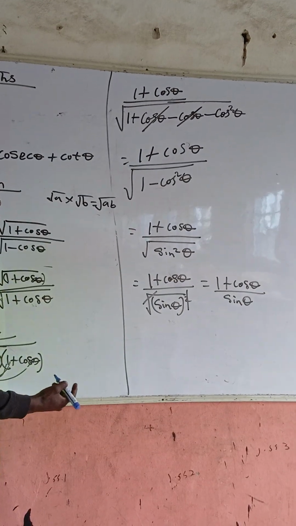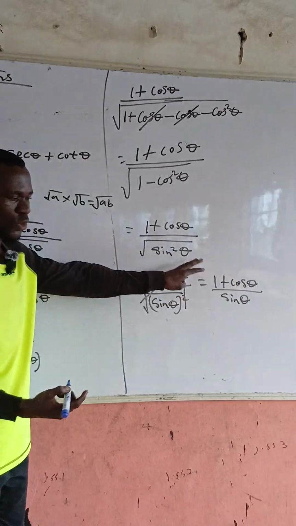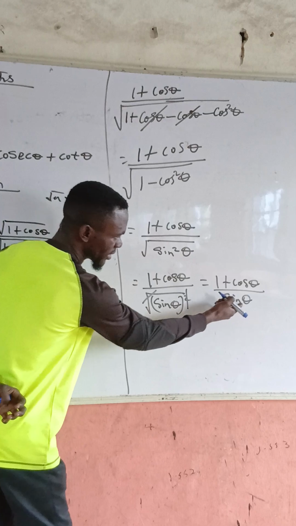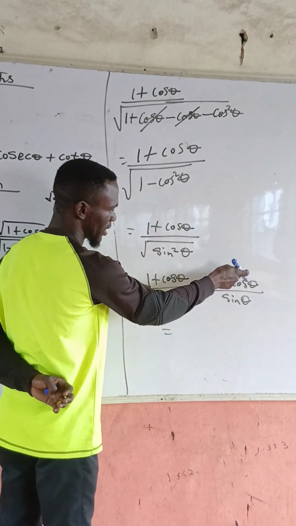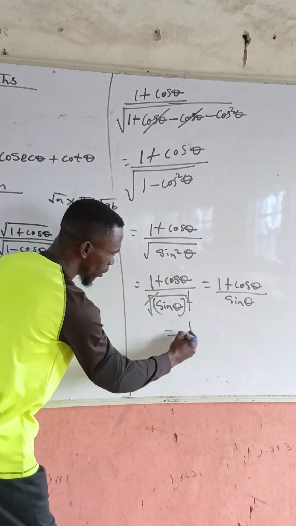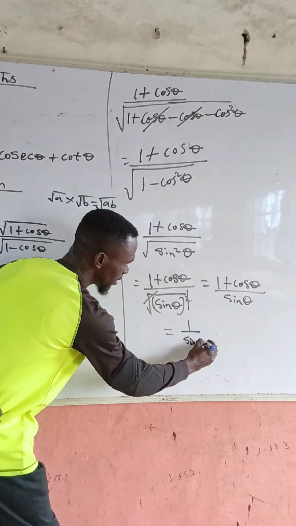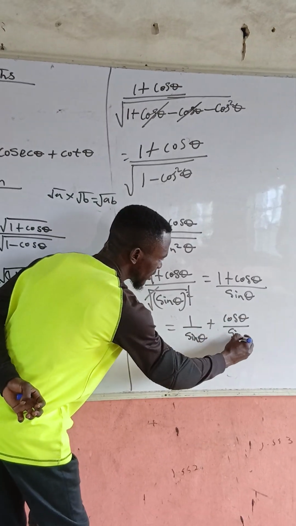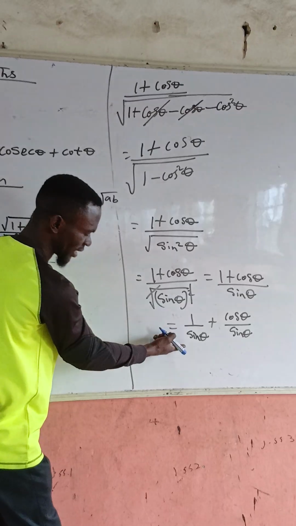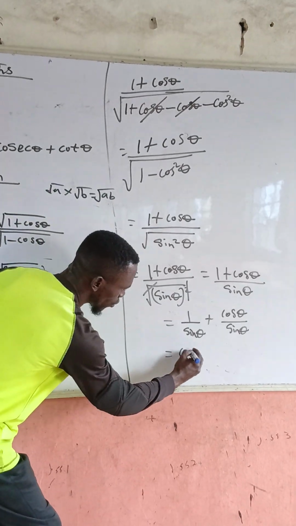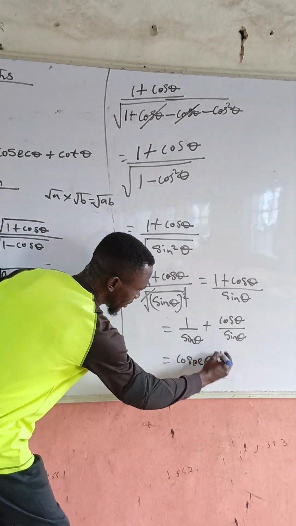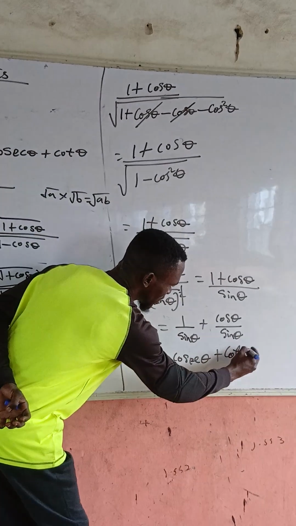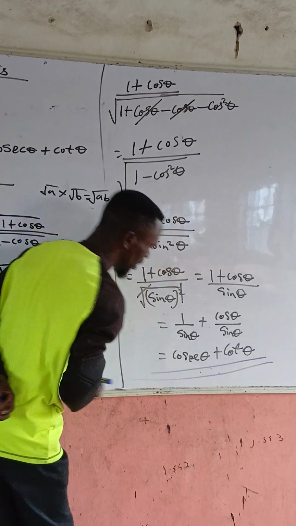Now we are getting to the last point of this proving. This sine theta affects this one and this cos theta here. So let's break it down. That will be 1 all over sine theta plus cos theta over sine theta. 1 over sine theta will give us what we call cosec theta, plus cos over sine will give us cot theta.